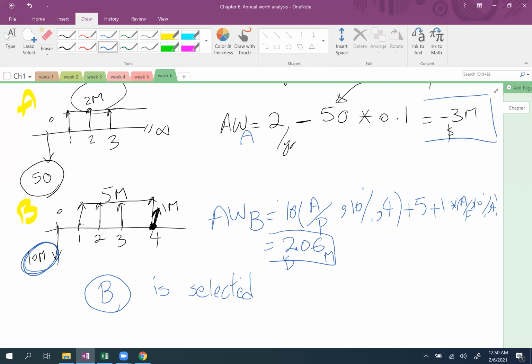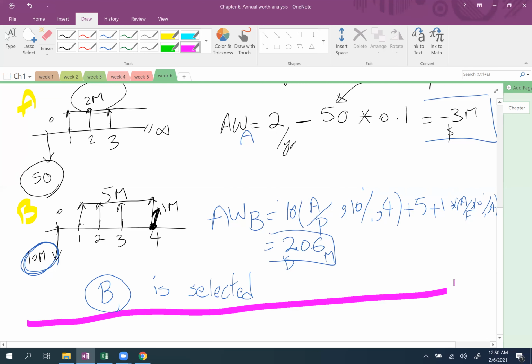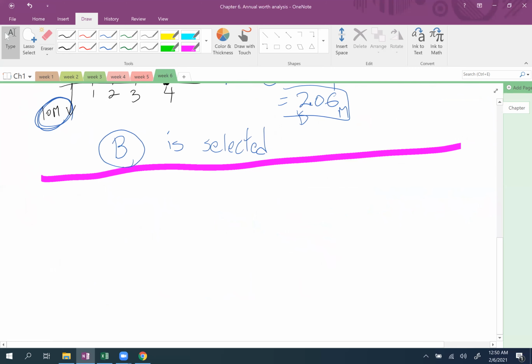Okay, so that's just one of the basic concepts that we learn in chapter 6, which is about annual worth analysis. Another concept that has been discussed in this chapter is the concept of capital recovery. So let's have one example of capital recovery.